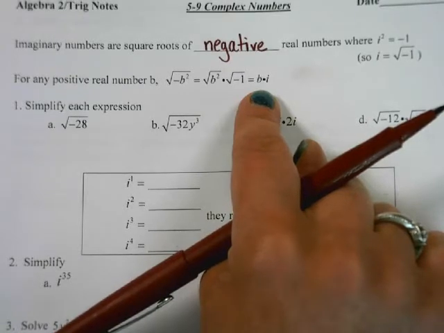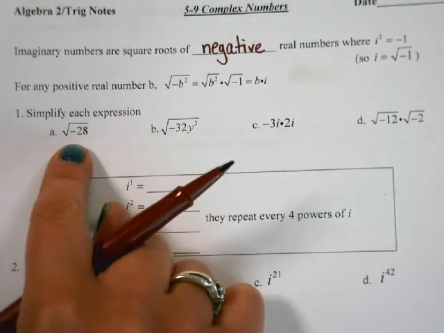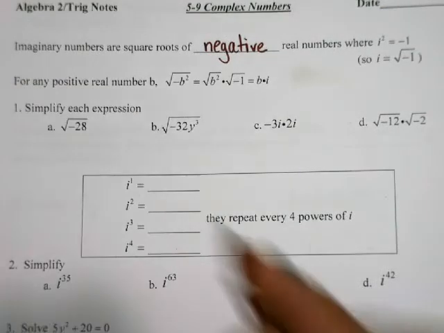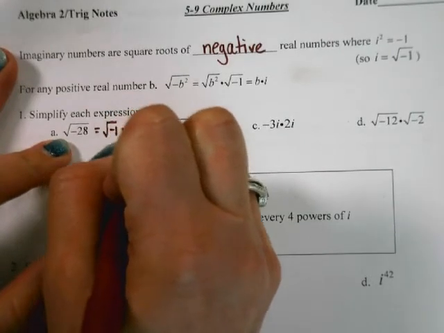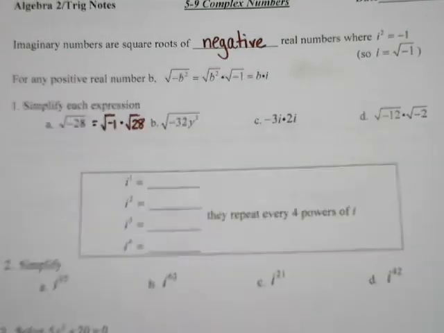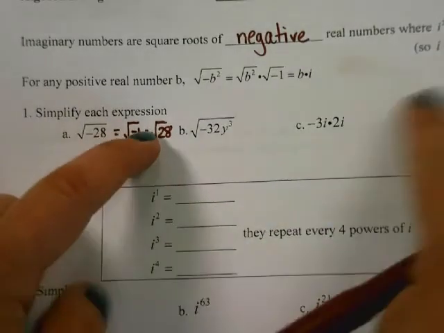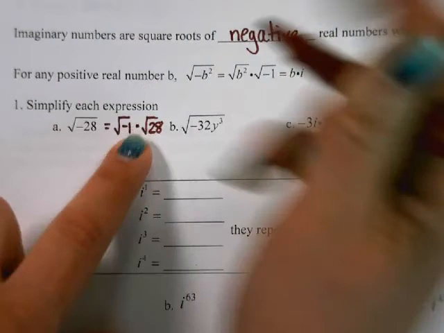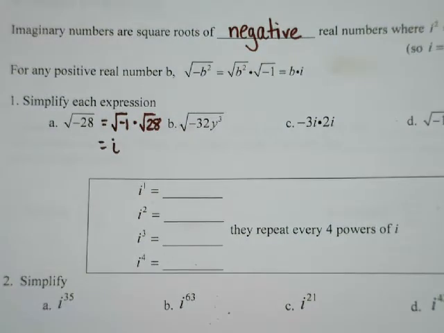Okay? All right, so number 1 here says simplify each expression. So this is the square root of negative 28. Let's think about that as the square root of negative 1 times the square root of 28. Well, we defined the square root of negative 1 as i, so I'm going to change that to i. And what about the square root of 28? How have we been doing those up to this point?